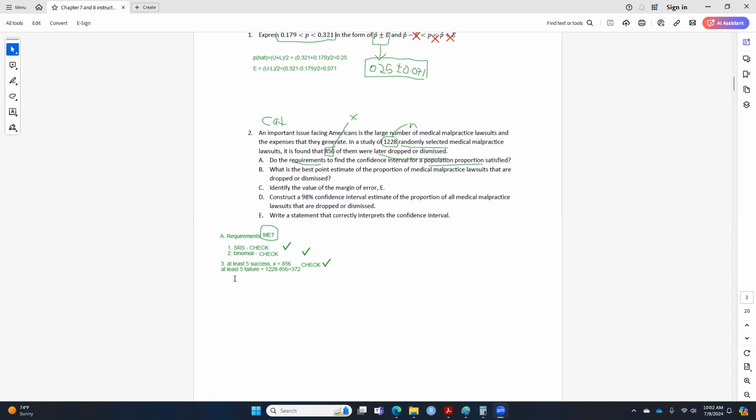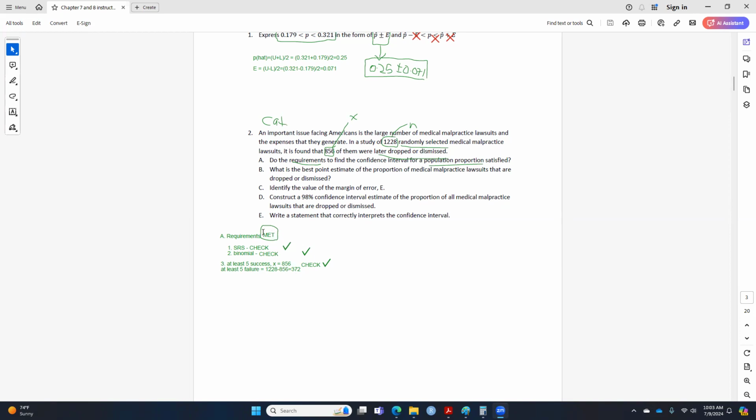Success in this case is your x, the number of successes. Based on this question, it's 856. To find the failures, you take n minus x. So you take 1228 minus 856, and you get 300-something. More importantly, these numbers have to be at least 5 or more. So that is checked also.